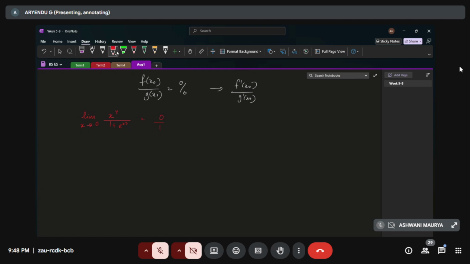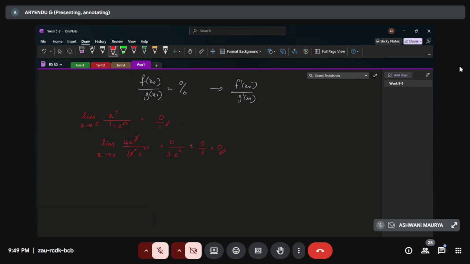For this function also you can use the L'Hopital rule. Here you cannot visibly see a difference, but if you take the L'Hopital rule, you will get 4x cube by 3x square into e raised to x cube. If you cancel that out, the numerator will become 0, and in the denominator you will get 3 into e raised to 0, which is 0 by 3, or 0 itself. So here and here you can see that it is the same.